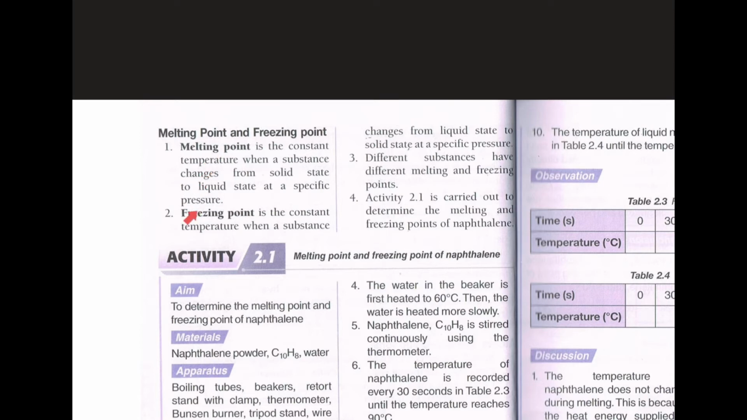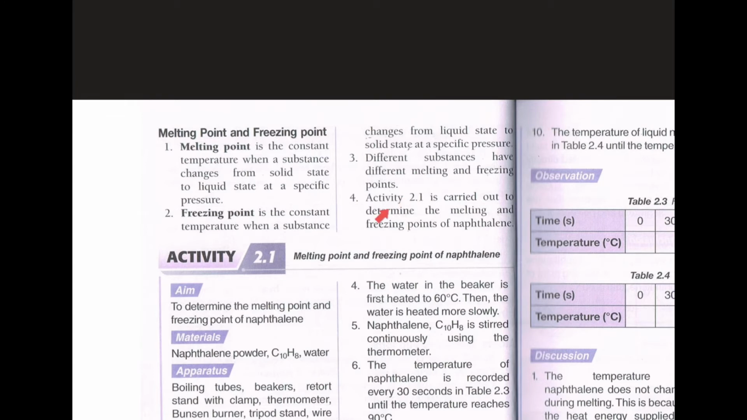Okay, freezing point is just the same as the melting point. It's just that melting point is solid to liquid, but freezing point is liquid to solid. Freezing point for ice is still the same, 0 degrees Celsius. Different substances have different melting and freezing points. For example, the melting point for ice is 0 degrees Celsius, and the melting point for carbon dioxide is much lower, it's a negative value.